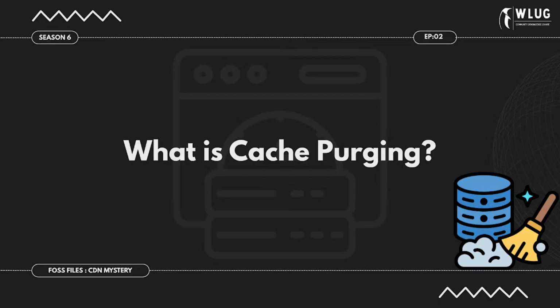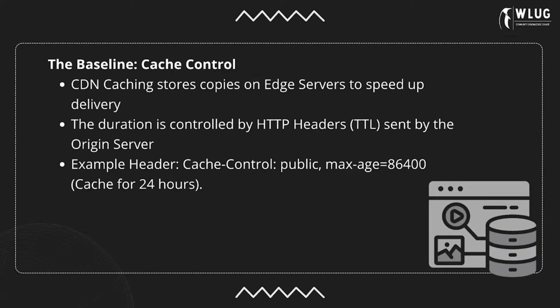CDN caches store copies on edge servers to speed up the delivery. We saw this, right? That is what caching is. The duration of this cache is controlled by the HTTP headers, as we saw. And this is what the HTTP header controls look like. Here the deadline is 24 hours, that is 86,400 seconds.